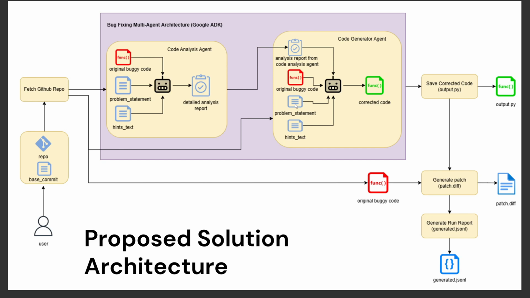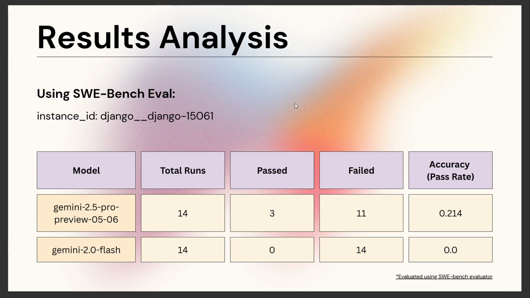The corrected code is extracted and saved in a Python file. And then the patch is generated by comparing the original buggy code with the new corrected code using a Python library. Finally, we generate a report as a generator.jsonl file, which can be directly evaluated using the SWE-bench evaluator. And this is the evaluation result that was achieved using this multi-agent architecture. Each model was run multiple times, and as expected, Gemini 2.5 Pro performed much better than the Gemini 2.0 Flash model. More detailed analyses are written in the report.